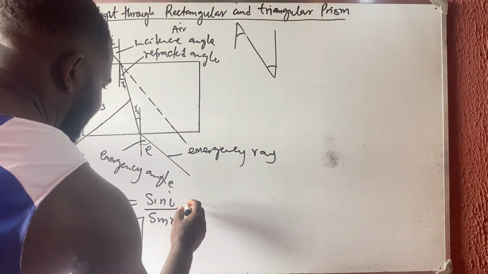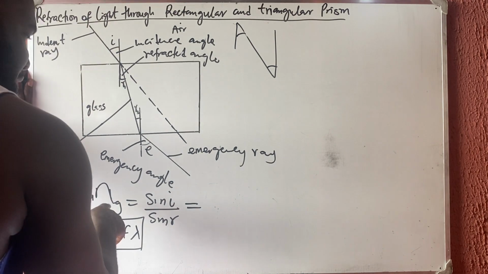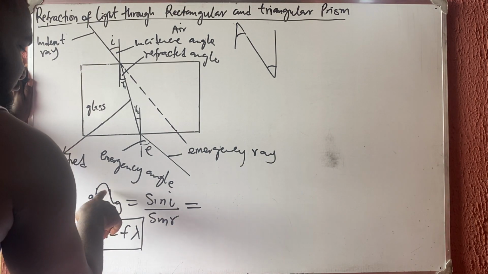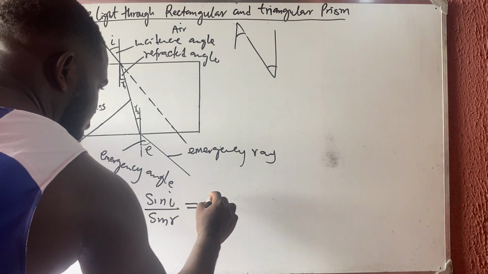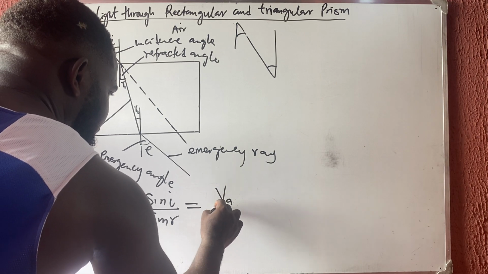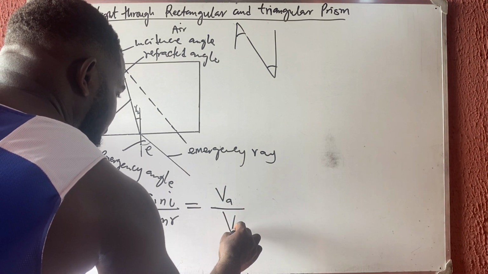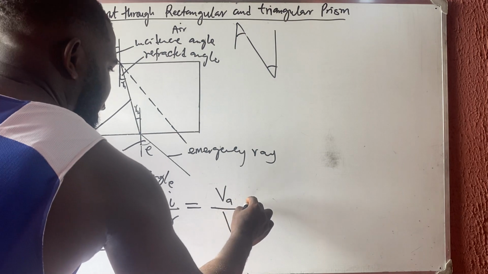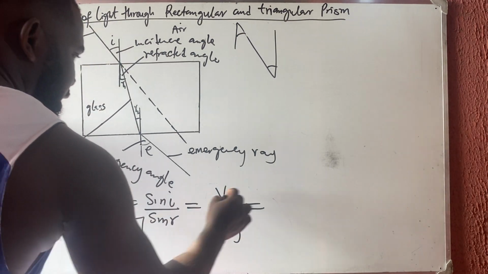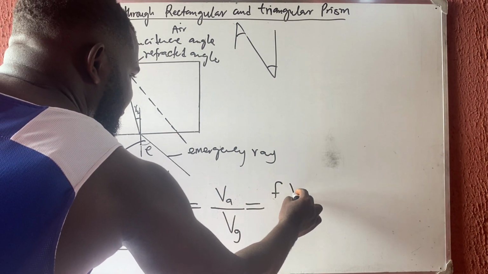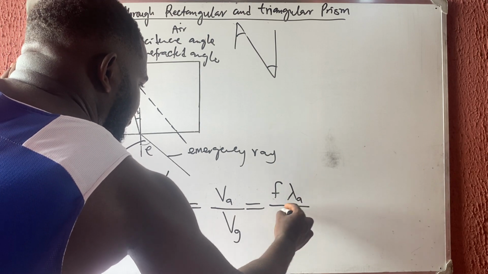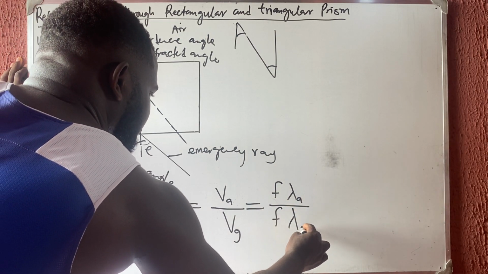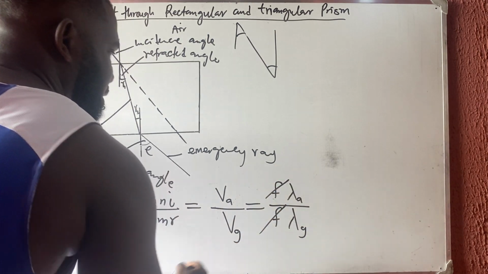So you should remember the formula I told you, that refractive index is equal to the velocity in air over the velocity in glass. And if you do this, it is equal to f lambda of air over f lambda of glass. And you know that the frequency remains the same.